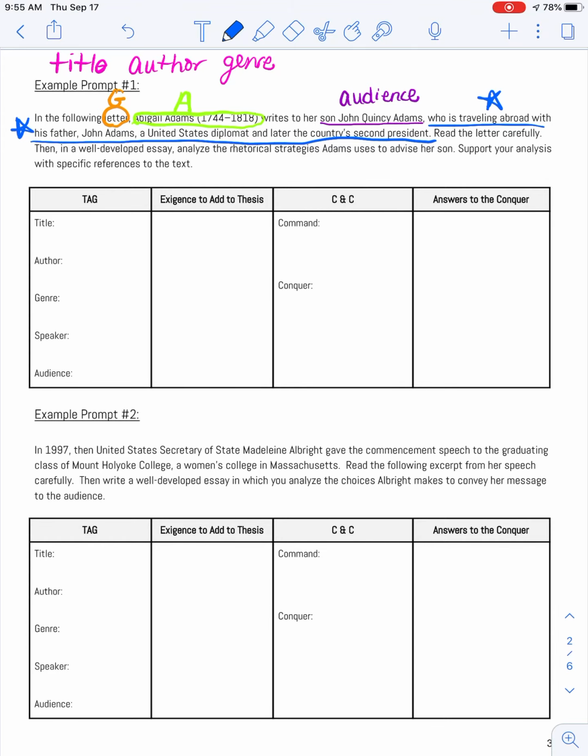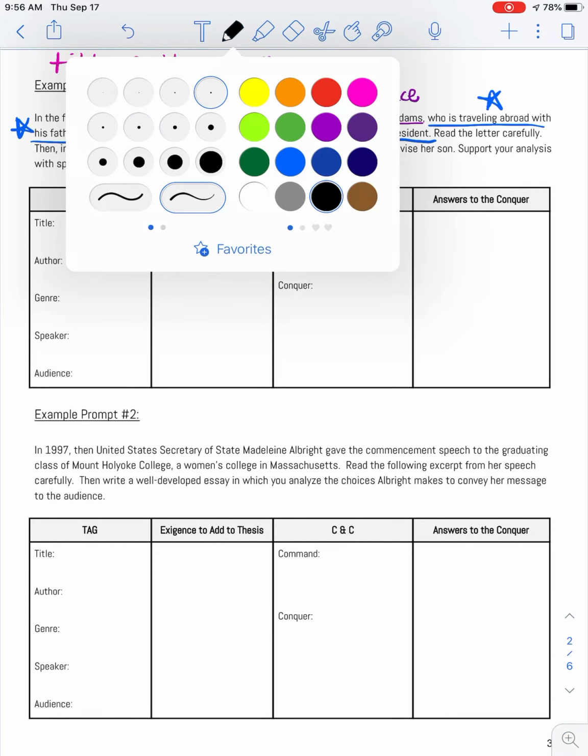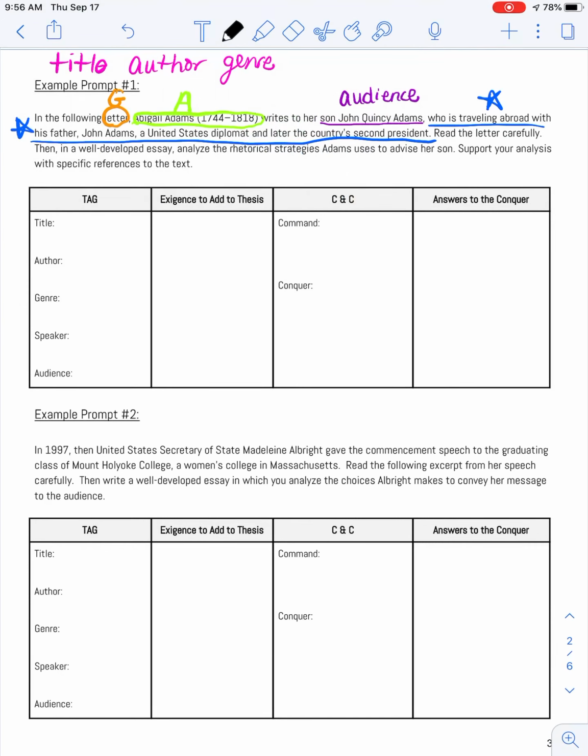Okay, now, this is the part where we start to make our conquer and our command. So the very first thing is I'm going to find the word analyze or a similar command word. So I'm looking at the bottom of my prompt now. Then, in a well-developed essay, analyze the rhetorical strategies Adams uses to advise her son. There it is. There's my analyze. So I'm going to take that and I'm going to underline that to the end of that sentence. That's what it's asking me to do.